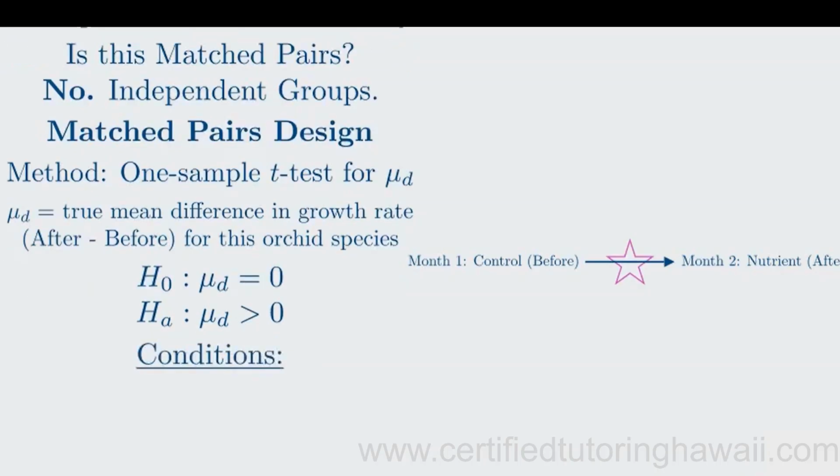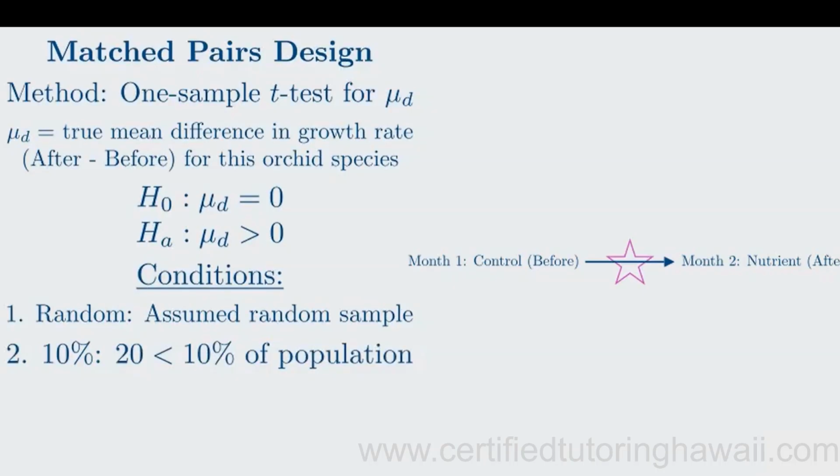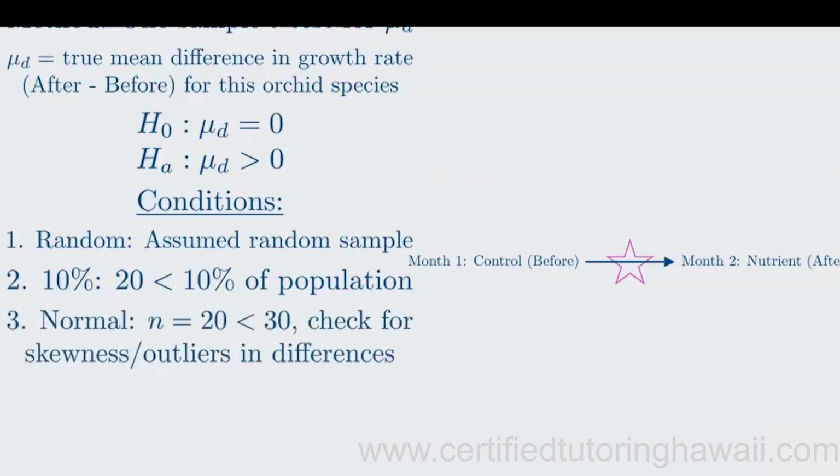Now let's check our conditions. First, randomization. We assume these 20 orchids are a random sample. Second, the 10% condition, 20 is less than 10% of all rare orchids. And finally, sample data, n is 20, which is less than 30. We must check the sample of 20 differences for strong skewness or outliers.